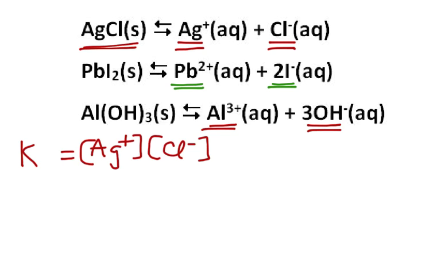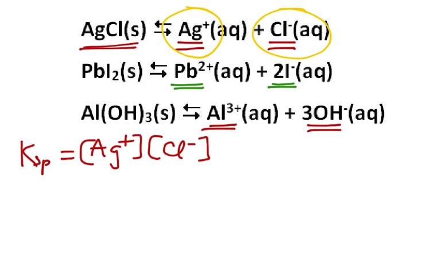So this special case is called Ksp, and that means a solubility product, because we're talking about solubility, things dissolving a little bit, and product is when we have two things multiplied together. So here we have silver times chloride concentrations, and the result of a multiplication problem is always called a product.